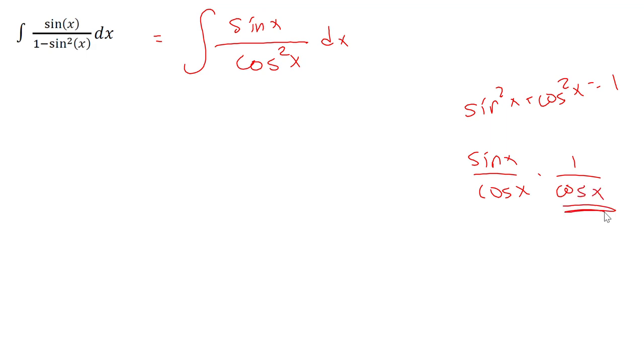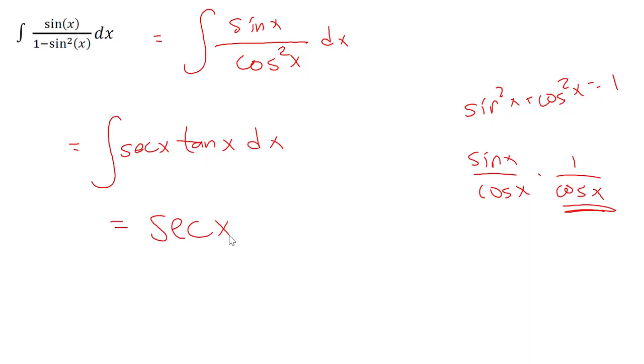Well, 1 over cosine x is just secant. And sine x over cosine x is just tangent x. So really, we've just got the integral of secant x tangent x, which is one of our known integrals, right? The integral of that is just secant x plus our constant.